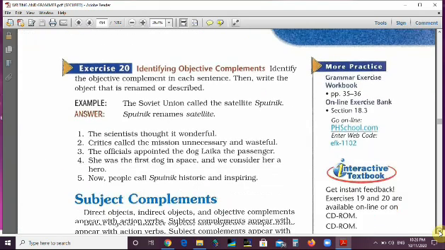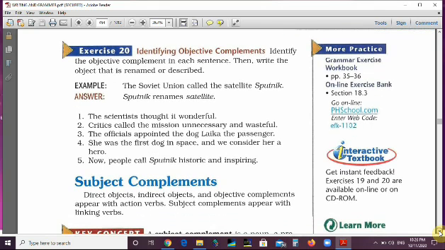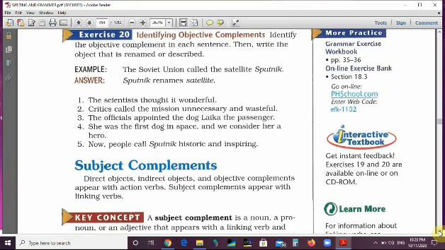Look at this exercise. Identify the objective complement in each sentence, then write the object that is renamed or described. The Soviet Union called the satellite Sputnik. The direct object is satellite, and Sputnik is an OC, or objective complement. Okay, and it renames satellite. The scientists thought it wonderful. It is the direct object, and wonderful is the objective complement. Here it's an adjective.